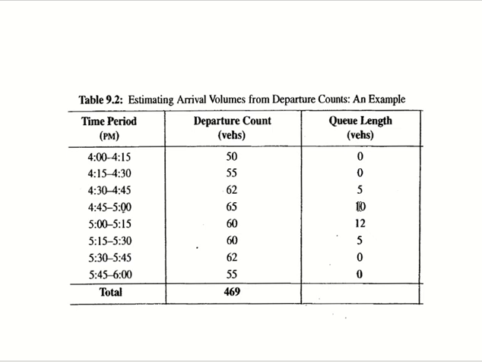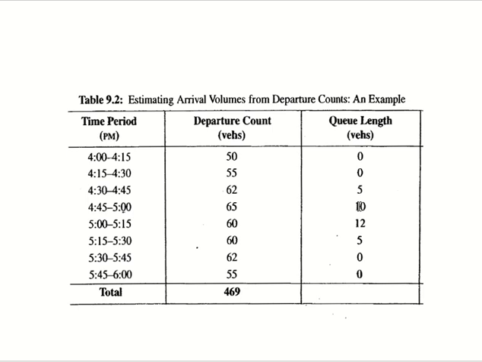So you can see here we have volume count, which is vehicles departed, and the queue, which is counted after every 15 minutes for 2 hours. If you look at the first 15 minutes, 50 vehicles departed, nobody in the queue. We don't have the previous queue count. That means 50 have arrived. Next, same thing, 55, nobody in the queue now, nobody was in the queue before, so 55 have arrived.